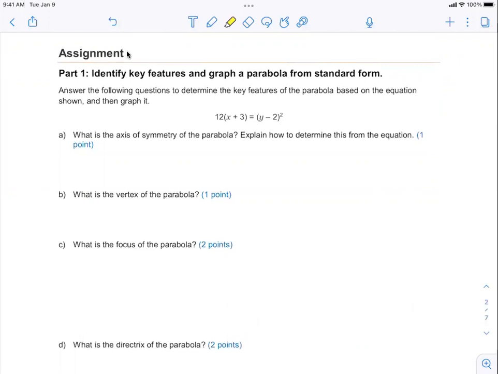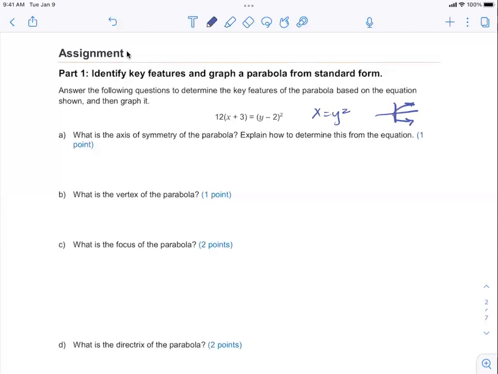So we answer the following questions to determine the key features of the parabola based on the equation shown and then graph it. Now, keep in mind that because this is x equals y squared, it's a horizontal parabola and it opens to the right. It's not the one that we're most familiar with that opens straight up. So what is the axis of symmetry of the parabola?